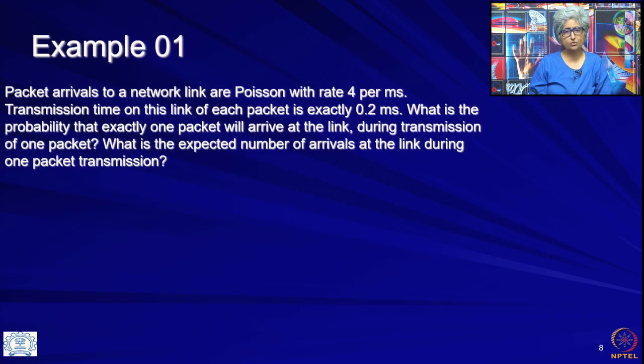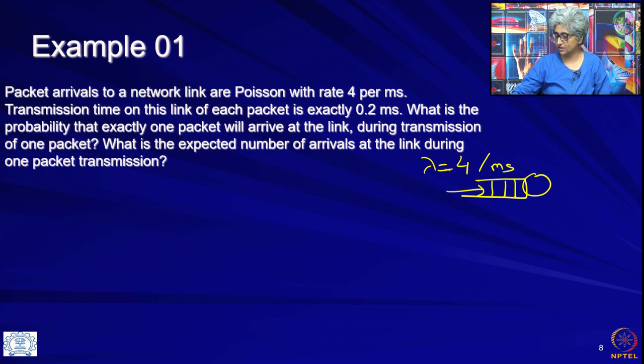This is just an example to revise what the Poisson distribution is and its various properties. Packet arrivals to a network link are Poisson with rate 4 per millisecond. So let us denote the network link, again it is nothing but a queuing system, and packets are arriving here at lambda equal to 4 per millisecond. Transmission time on this link of each packet is exactly 0.2 milliseconds. So that is nothing but the service time tau equal to 0.2. What is the probability that exactly one packet will arrive at the link during the transmission of one packet? The question here is less about the queuing system. We are not going to talk about the response time or anything here.